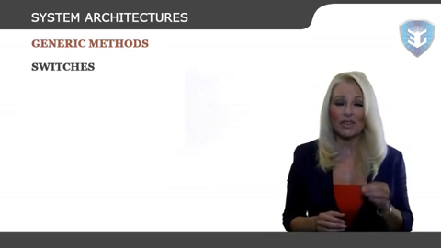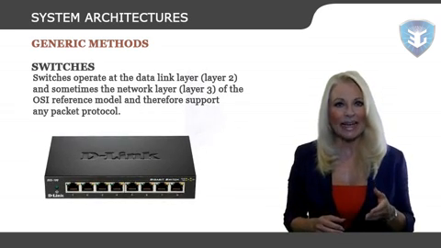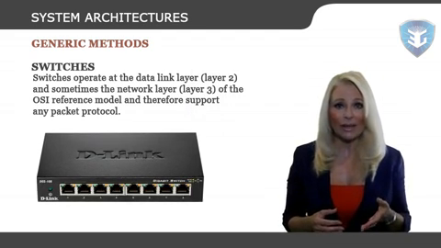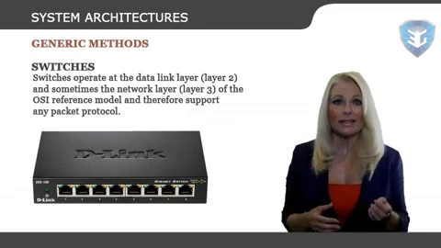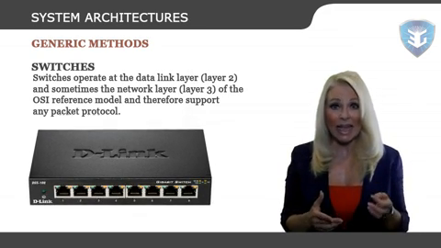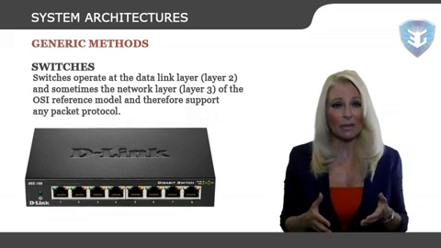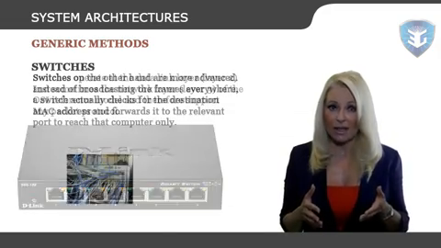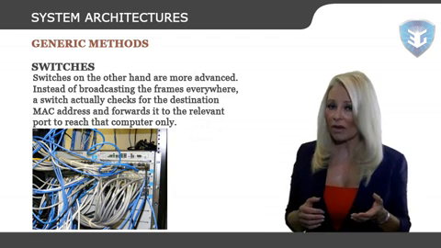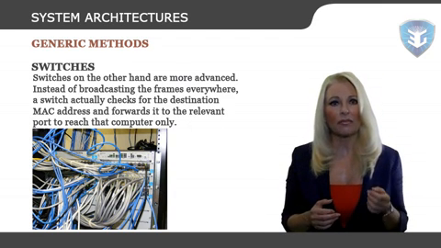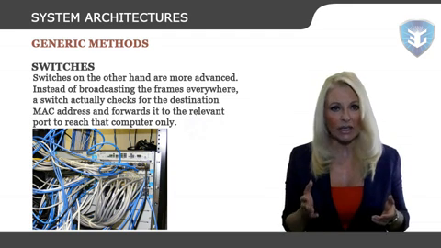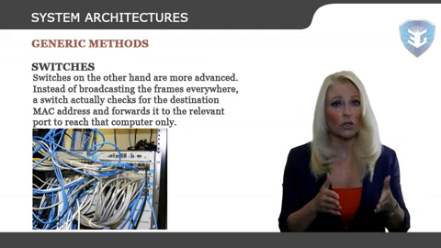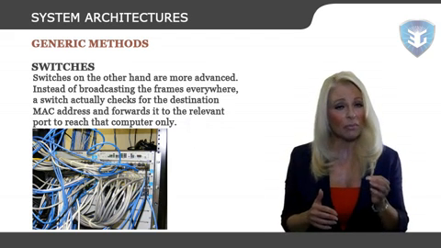Let's understand about switches. Switches operate at the data link layer, layer 2, and sometimes the network layer, layer 3, of the OSI reference model and therefore support any packet protocol. LANs that use switches to join segments are called switched LANs or switched Ethernet LANs. Switches, on the other hand, are more advanced. Instead of broadcasting the frames everywhere, a switch actually checks for the destination MAC address and forwards it to the relevant port to reach that computer only.